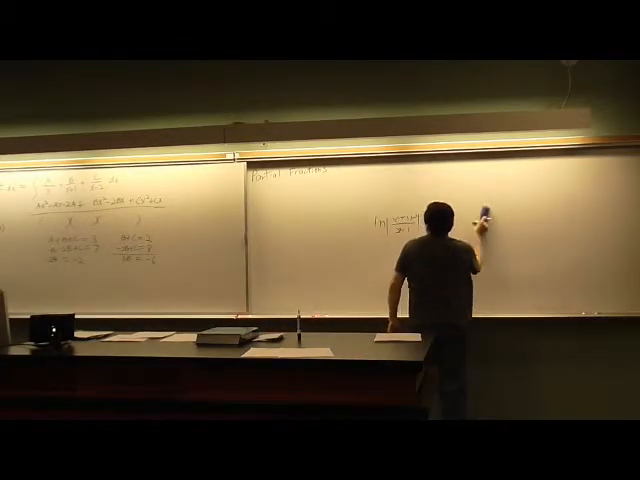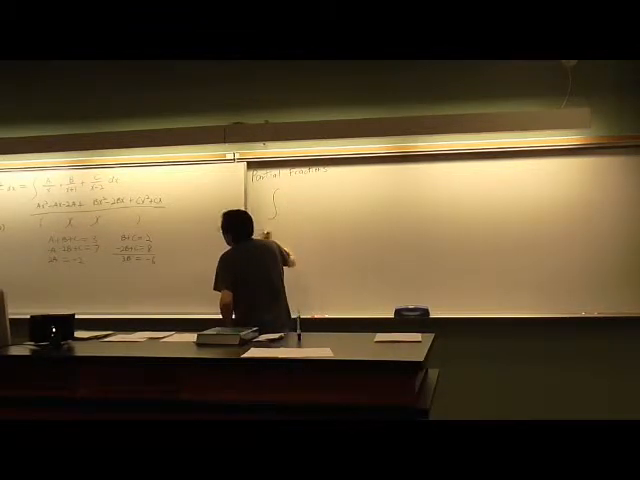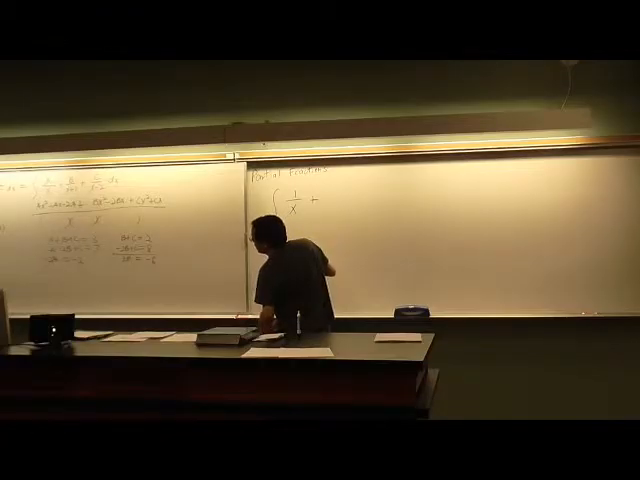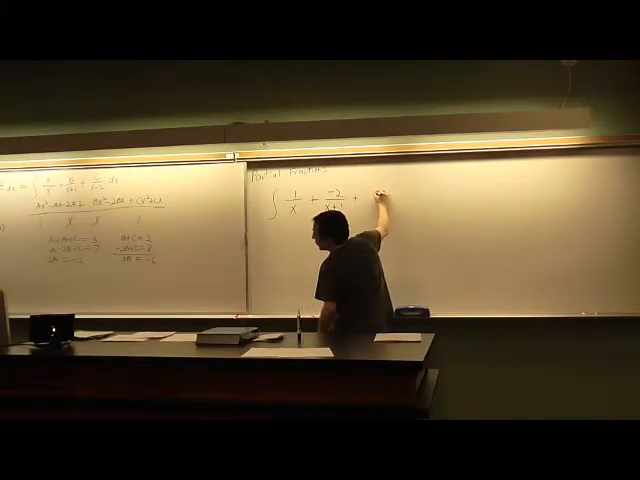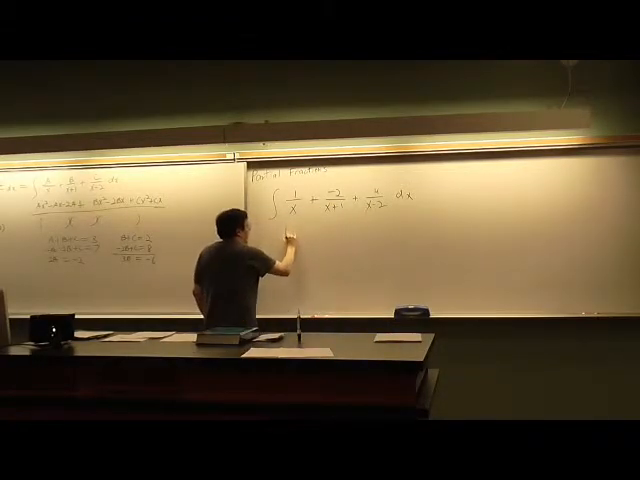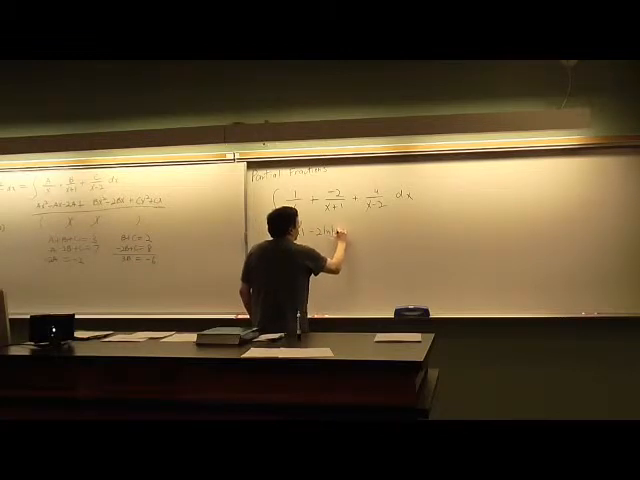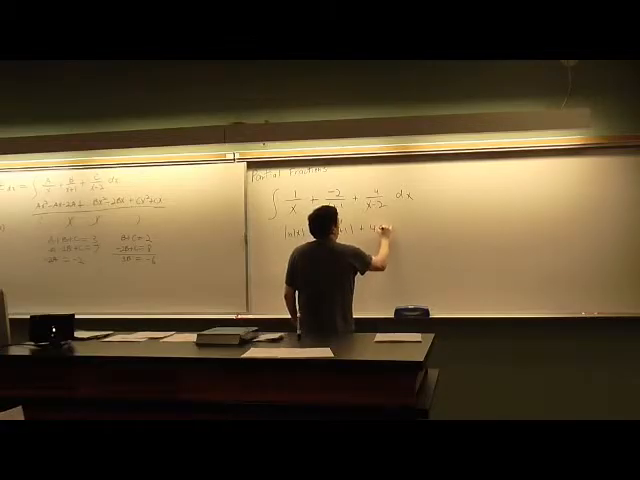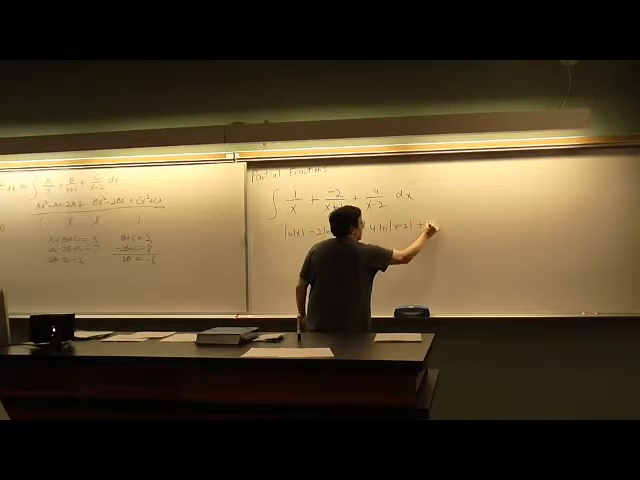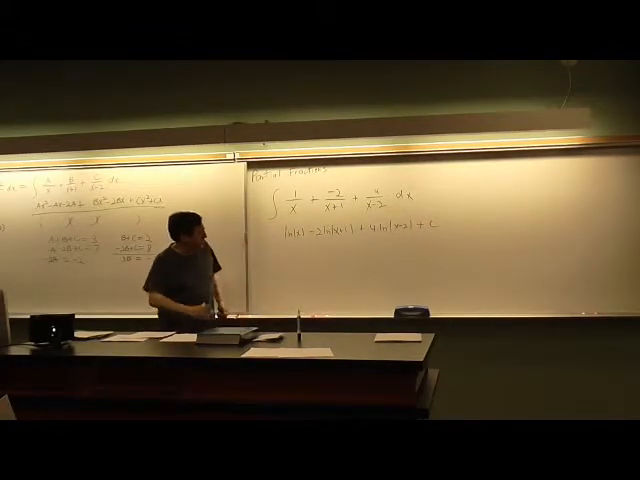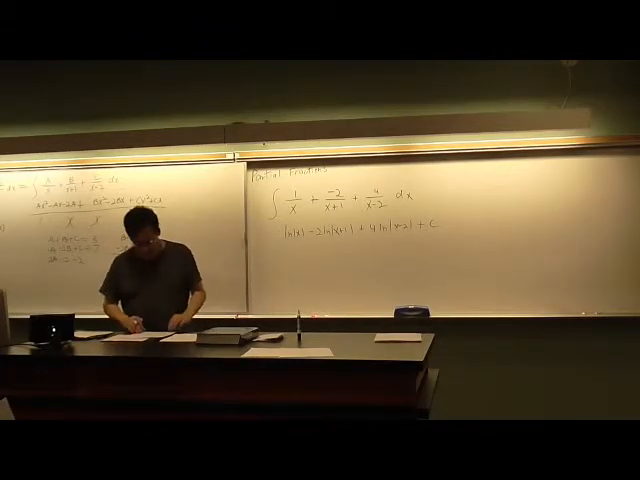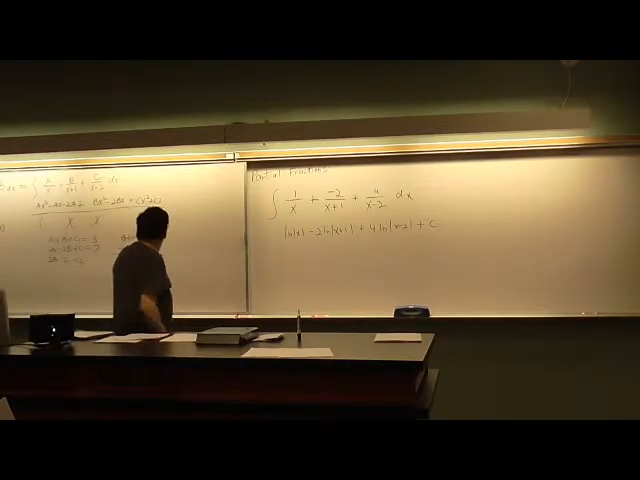Use this board again to finish up. So the integral becomes a, which is 1 over x, plus b, which is minus 2 over x plus 1, plus c, which is 4 over x minus 2. And then what do I end up with? Log of x minus 2 log of x plus 1, plus 4 log of x minus 2, plus a constant. And again, you can combine these using the law of logs if you wish. This is the method of partial fractions, integration by partial fractions. Now, I want to show you a trick here.